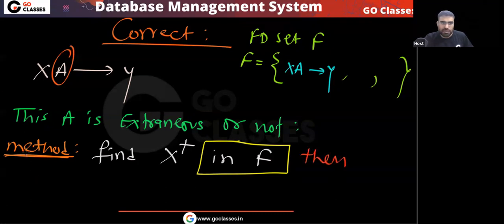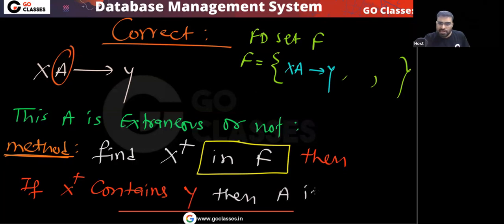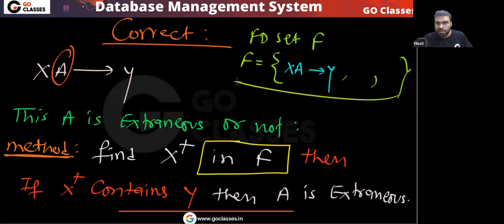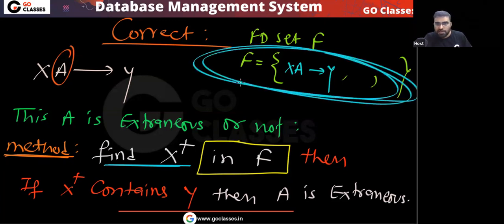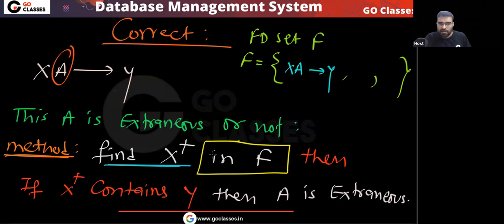Then, if X plus contains Y, then what will I do? Then A is extraneous. Yes or no? Is this clear? Please tell me, did you understand? So remember, in this given FD set, you have to find X plus. Then you can easily see that if X plus contains Y, then I can say that A is extraneous.